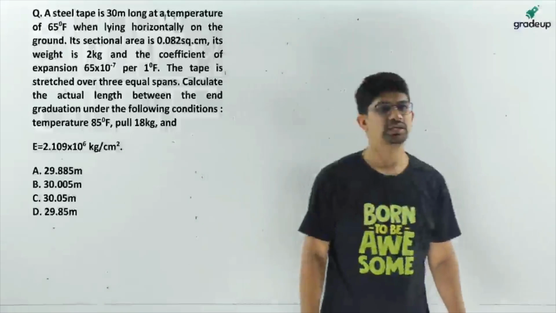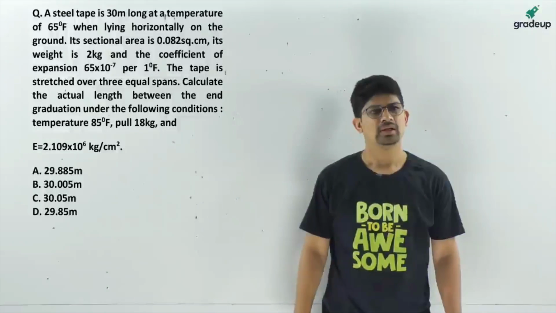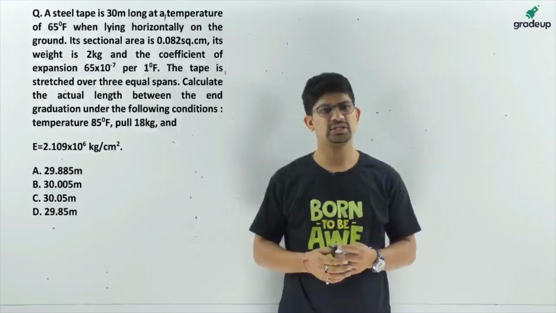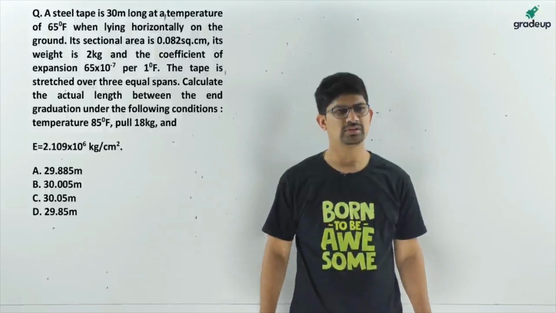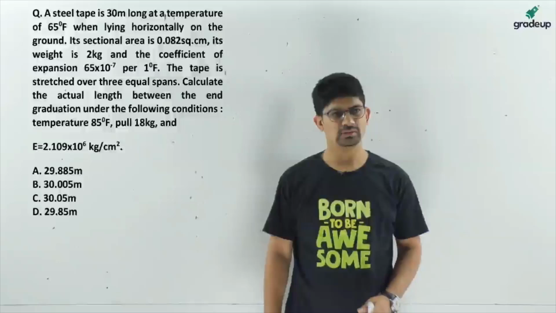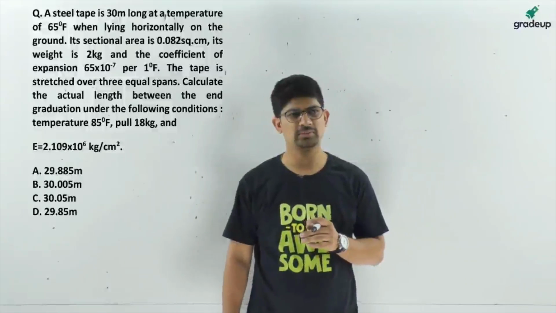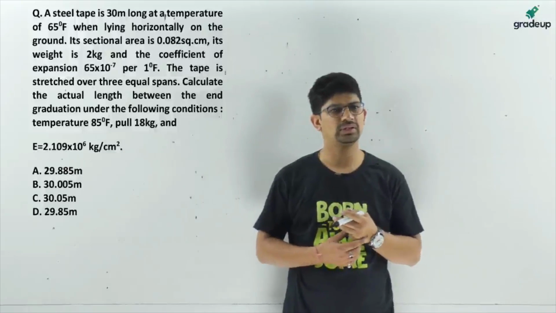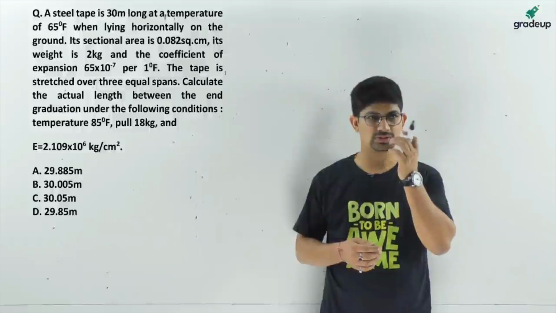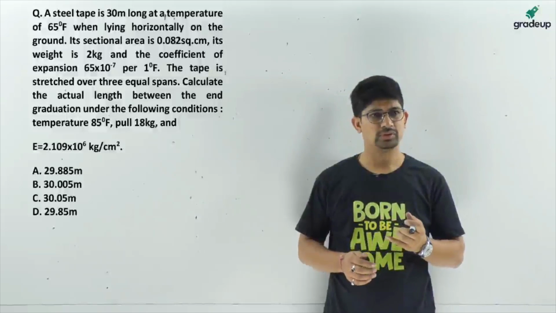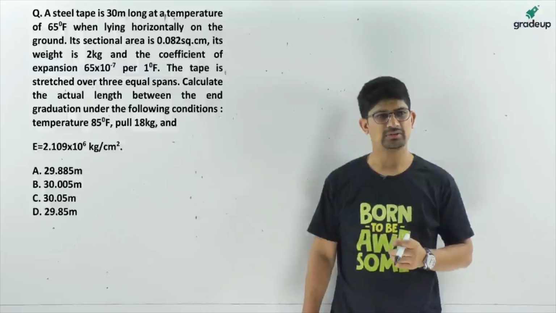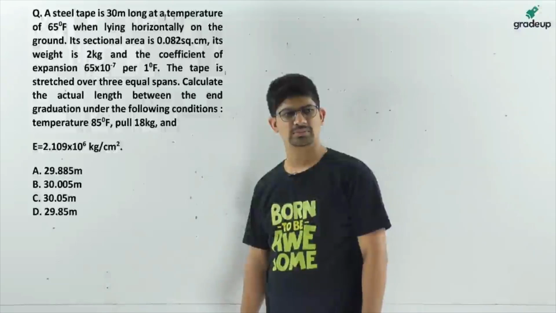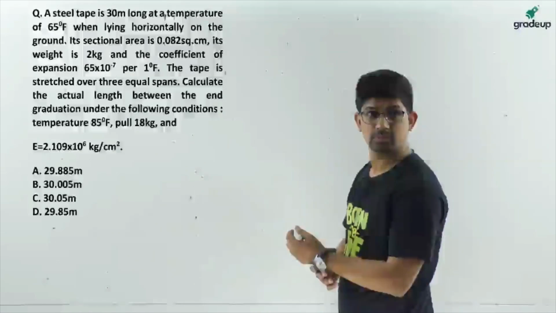So a steel tape is 30 meters long at a temperature of 65 degrees Celsius when lying horizontally on the ground. Its sectional area is 0.082 square meters. Its weight is 2 kg and the coefficient of expansion is this much per degree Fahrenheit. The tape is stretched over 3 equal spans, and calculate the actual length between the end graduations using the following condition. Now the pull is 18 kg, temperature 85 degrees Fahrenheit, and E is given to you, 2.109 into 10 raised to power 6 kg per centimeter square. So a lot of data is provided to you.